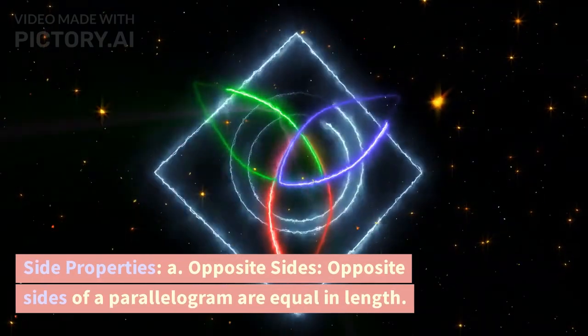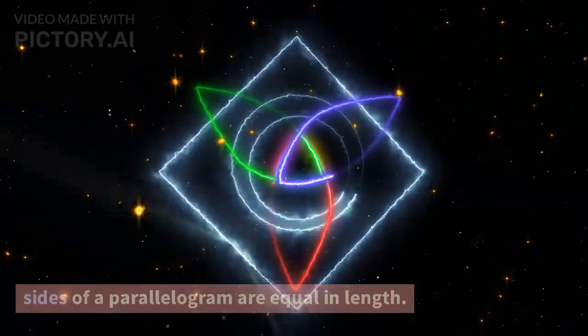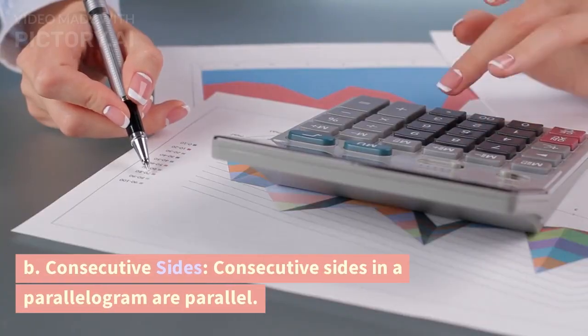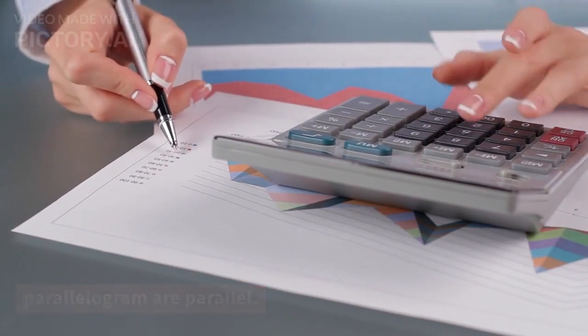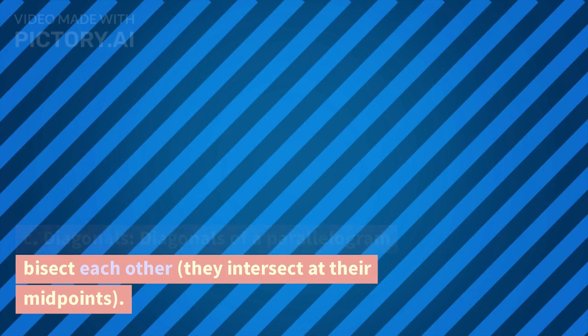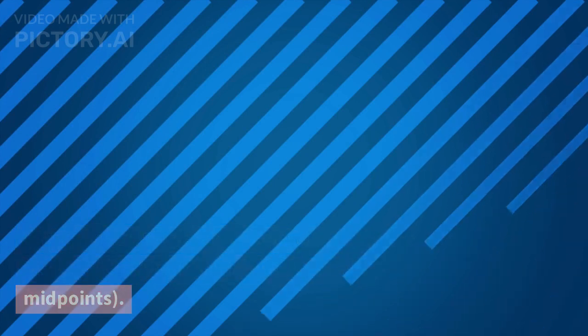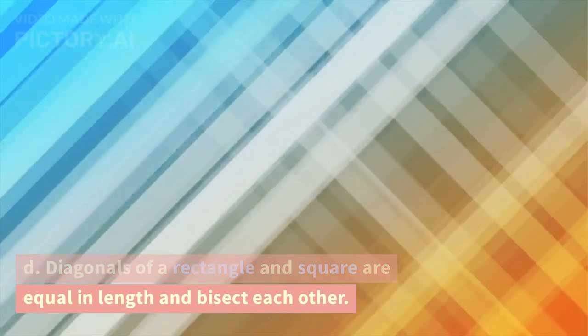Side properties. A. Opposite sides. Opposite sides of a parallelogram are equal in length. B. Consecutive sides. Consecutive sides in a parallelogram are parallel. C. Diagonals. Diagonals of a parallelogram bisect each other. They intersect at their midpoints. D. Diagonals of a rectangle and square are equal in length and bisect each other.